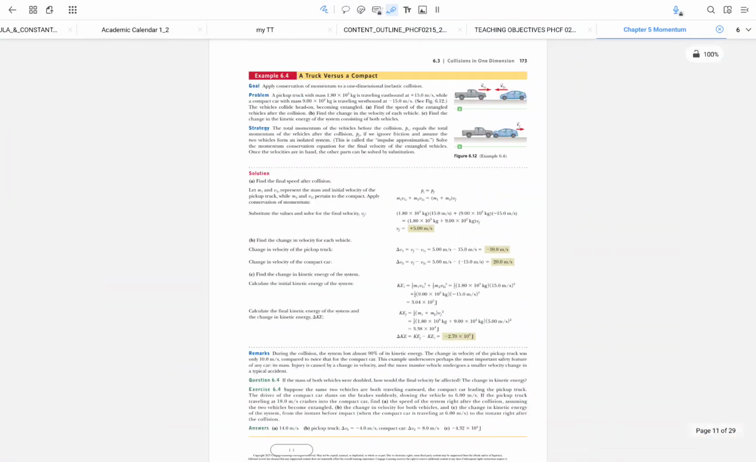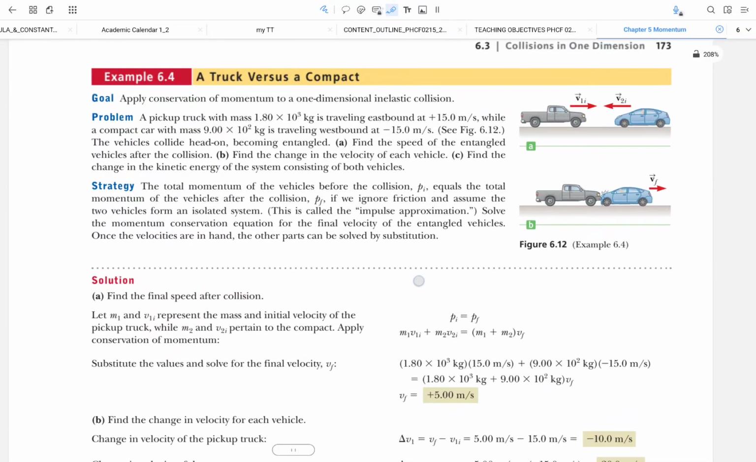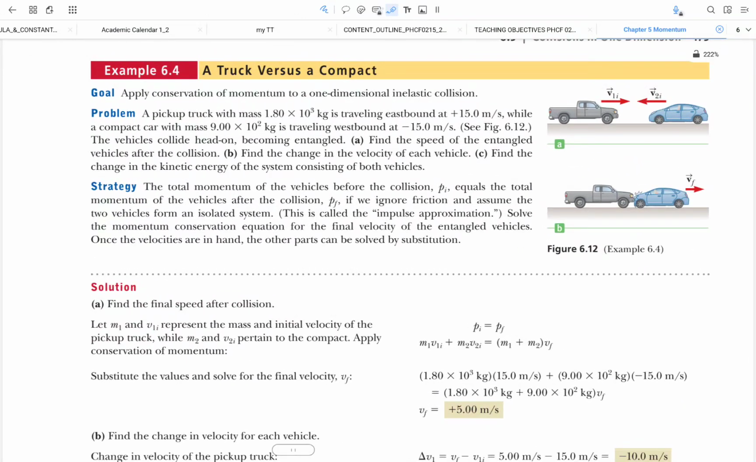Okay, let's go to the question. According to example 6.4 and the figure, the final velocity has one single V as compared to the original picture initially. Individually they have different V, but right after the collision they stuck together, entangled, and have the same V final. So this is a case of perfectly inelastic collision.